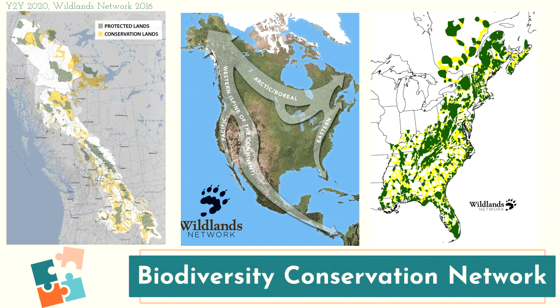The first, and perhaps the most famous of these, is the Yellowstone to Yukon Conservation Initiative, or Y2Y, which is shown here on the left. The idea of Y2Y is to link key protected areas between Yellowstone National Park in Wyoming to the Yukon Territory through wildlife corridors across the length of the Rocky Mountains.